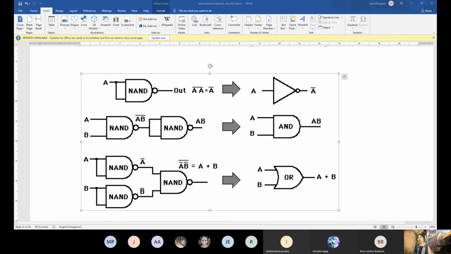Okay, so now any questions about NAND gates? Shall we proceed?